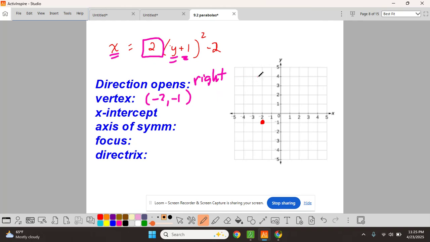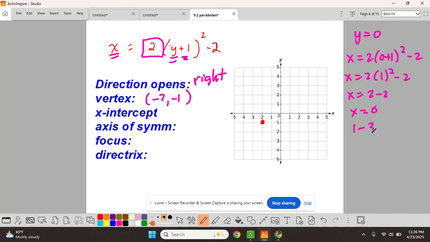We can do the 1, 3, 5 pattern here, but it's times 2. So how do we find the x-intercept? To find the x-intercept, the value of y must be equal to 0. So x equals 0 plus 1 squared minus 2, which is 1 times 2, 2 minus 2 is 0. That means it's going to hit the origin here.